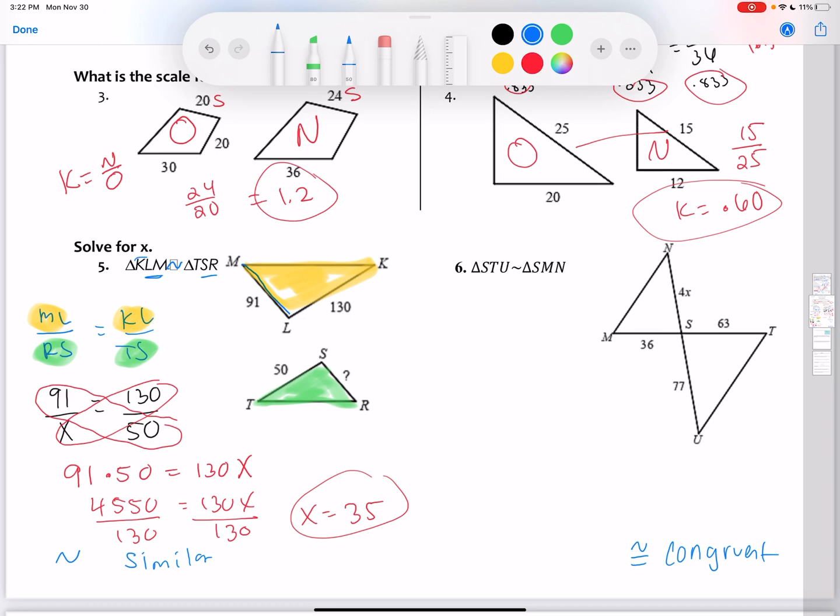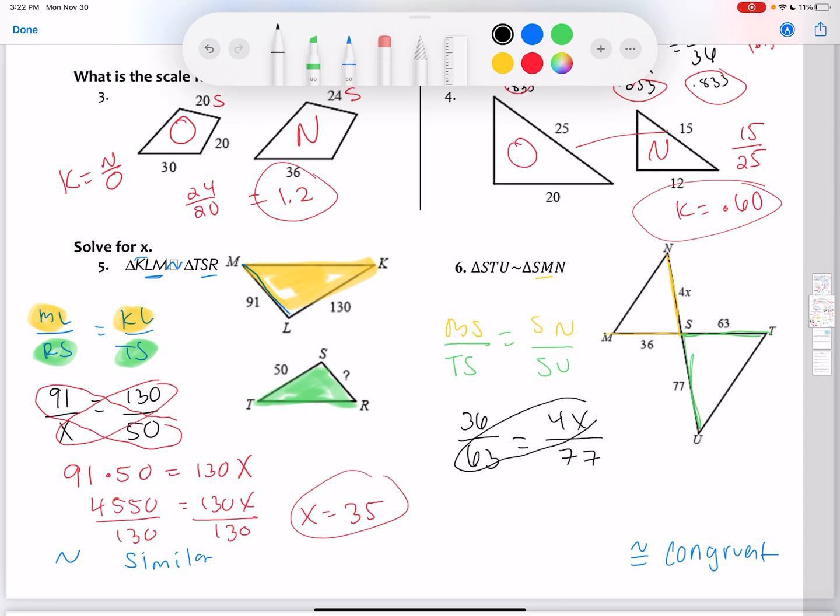All right, so similarly here, we're going to do this. We're going to go MS. Who does MS correspond to? MS corresponds to TS. So not what you would expect. And then we have that is equal to, because we already know they're similar, SN corresponds to SU. Okay, now I'm ready to go ahead and just fill in those missing numbers. So MS is 36, TS is 63, SN is 4x, and 77.